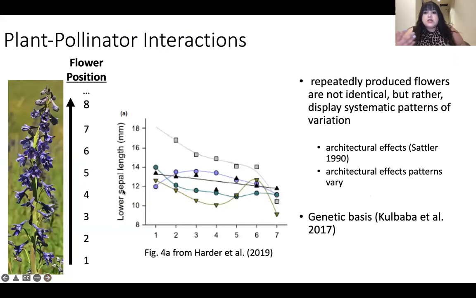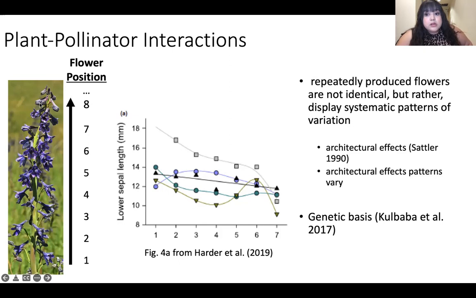When you look at these flowers, you will notice that not every single flower is identical, and these differences are not just random variation within the plant itself. Repeatedly produced flowers are not identical, but rather display systematic patterns of variation. For example, pictured here is the flower delphinium, and you can see that the trends change from top to bottom. When you look at the measurement of floral length, you see how they decline systematically as you go from the lower bottom flowers to the higher, smaller flowers.